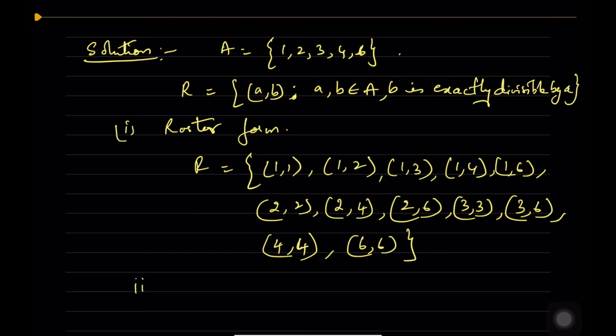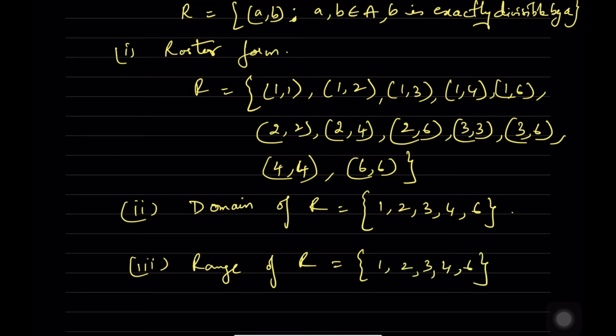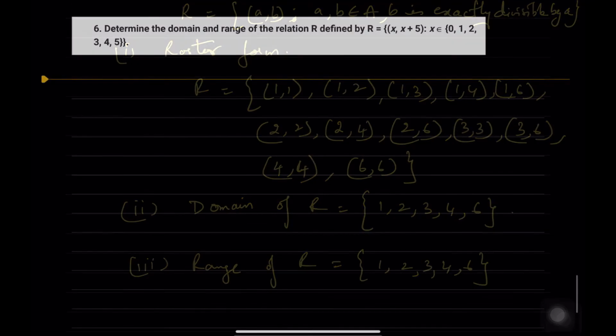So now what is the second one? We have to write what is the domain of R. In the domain of R you can see 1, 2, 3, 4, 6. It's A itself. And in the range of R, you're also having 1, 2, 3, 4 and 6. You can see all these elements are there as the second element. So domain of R is all the first elements.